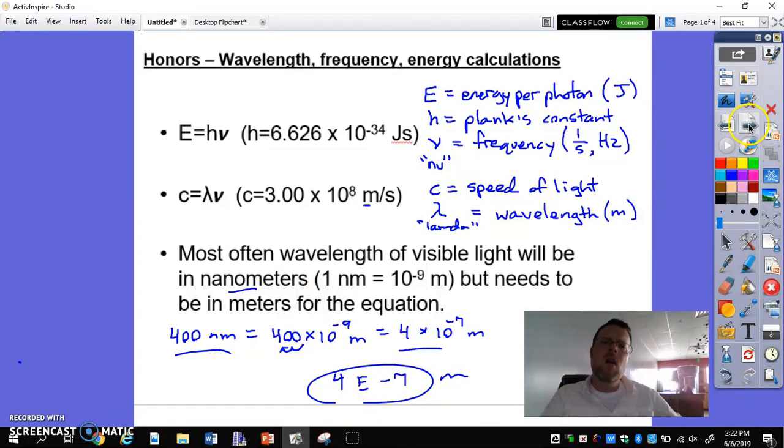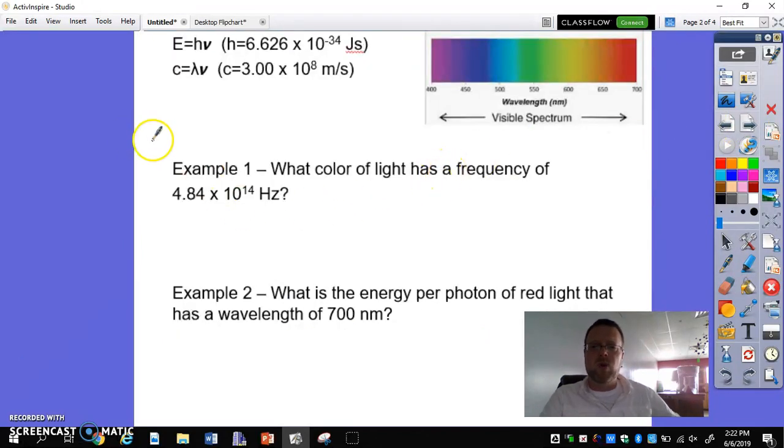Okay? All right, now let's work a couple of problems that are going to help us to kind of reinforce our understanding of this and make sure that we can do the math in the calculator and things like that. All right, so I've got my equations here and my constants, and I've also got a handy chart here that shows different colors of light and wavelengths for each of those colors of light.